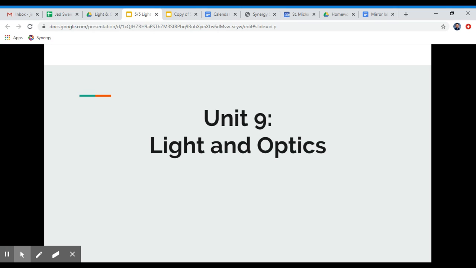For this light and optics unit, one of the big things that I like to do towards the end of the unit is having you actually do a research and a presentation on one of the light and optic phenomenon. However, given the circumstance of distance learning, the presentation platform might look a little bit different, but we'll cross that bridge when we get there.